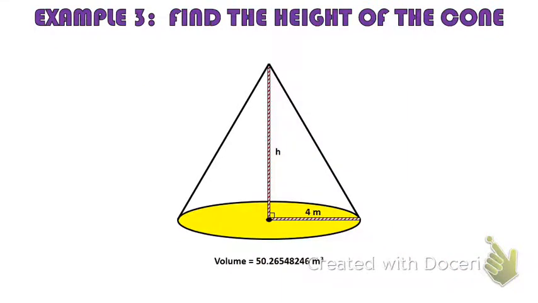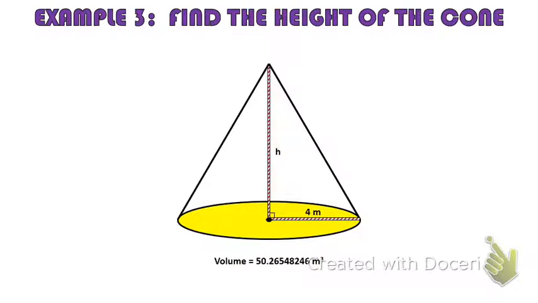Example 3, find the height of the cone. And when you look at this problem and you see that the height is missing, the first thing that might cross your mind is that you're going to use the Pythagorean theorem. But then when you look more closely at the right triangle, you can see that we know that one side is 4, one side is the height that we're looking for, and there's no measurement on the other side. So this is a problem where we can't use Pythagorean theorem to find the height.